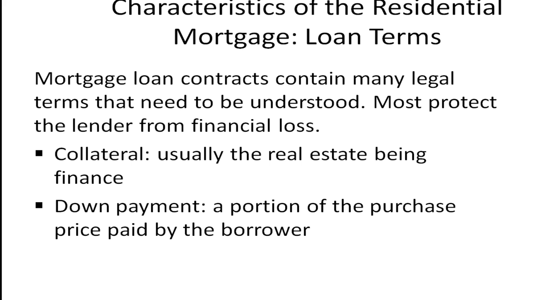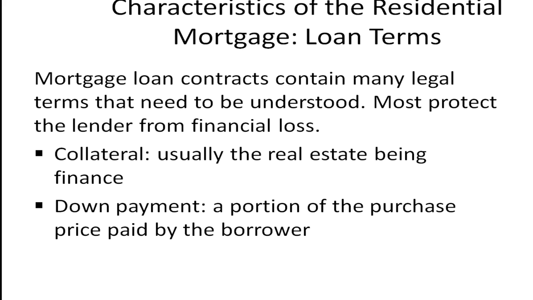Mortgage loans contain lots of legal terms. Most of them are there to protect the lender from financial loss. So one is collateral, which we hear a lot about. Collateral is just basically what is backing up the loan should you not make your payments. Now, in a mortgage loan or a real estate loan, it's quite obvious. It's the real estate. It's the home that's the collateral.